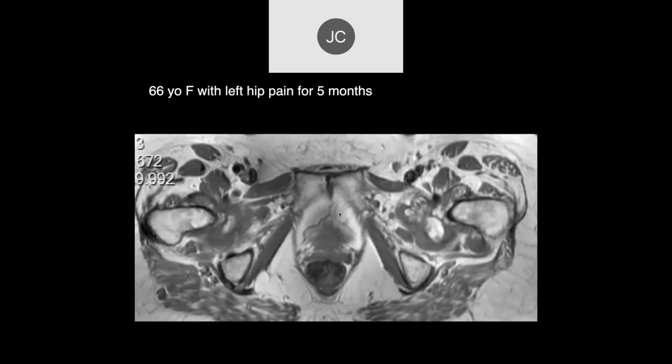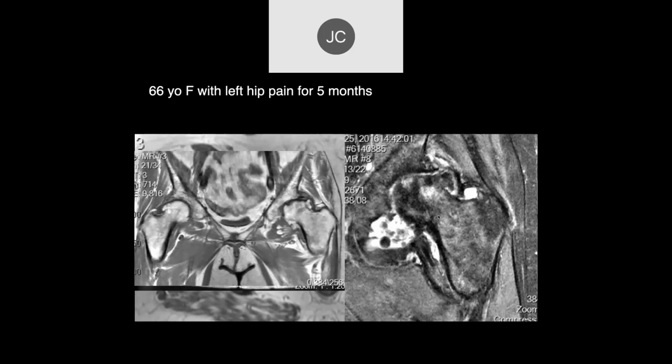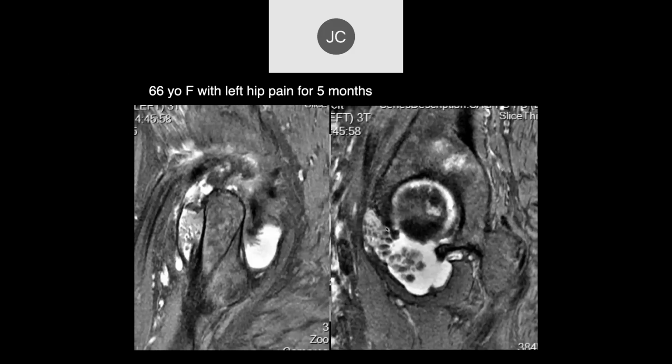66-year-old female with left hip pain for 5 months. So we see a fluid density structure at the left hip. Here's some more images. So a cystic kind of structure with some internal debris or structures, kind of in the iliopsoas bursa region. So what does this make you think of? Looks like it communicates with the hip joint.